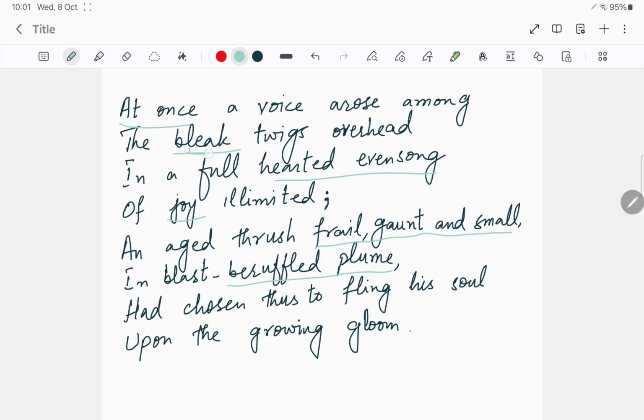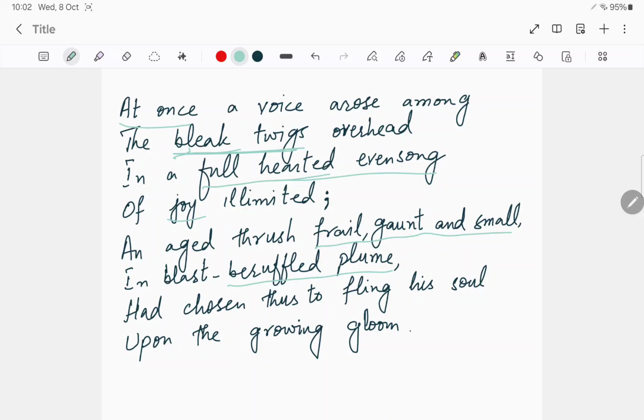Because it says bleak twigs, but then there is a full-hearted, even song. So that is a contrast. Then there is imagery, as I've already said, the bleak twigs that actually create imagery, and blast, beruffled plume, growing gloom. So all these create images, and we are able to understand what situation is there.